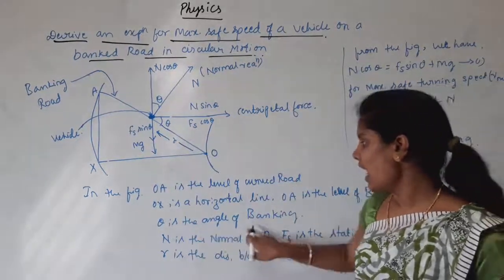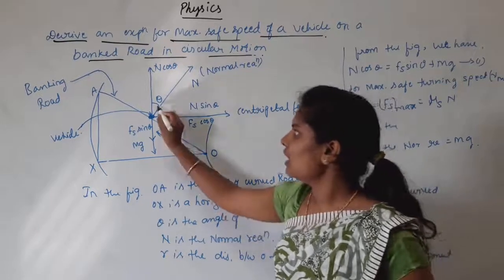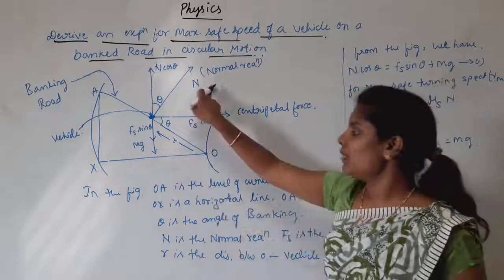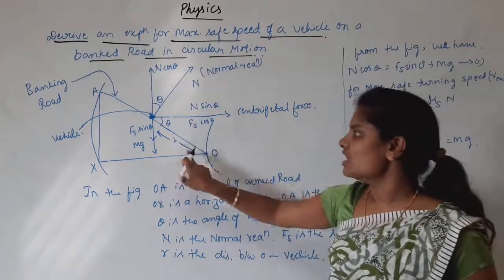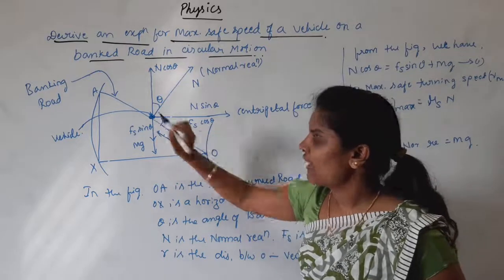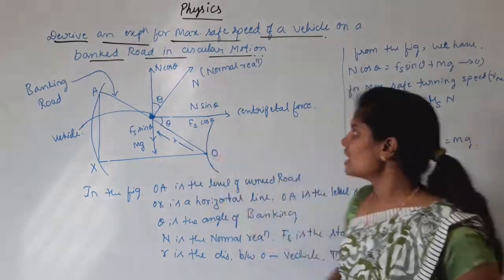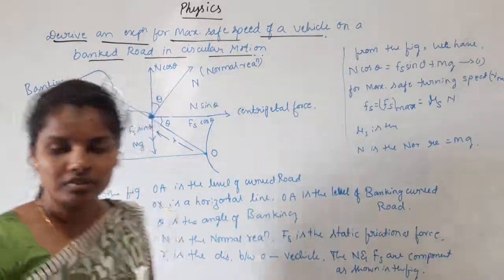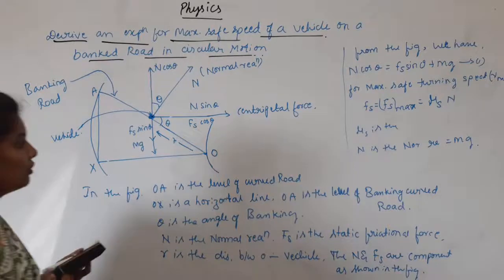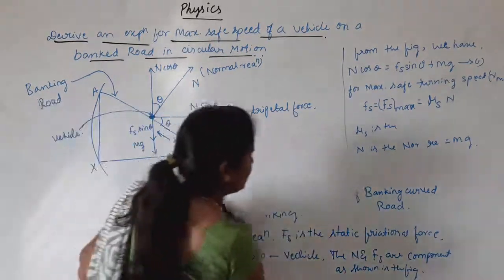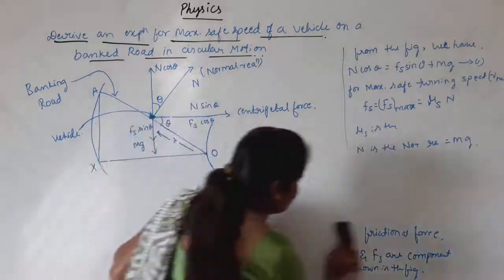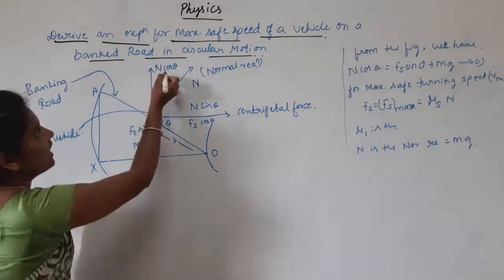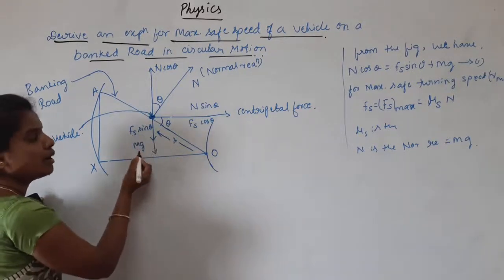Here theta is the angle of banking. N is the normal reaction and R is the distance from O to the vehicle. From this diagram we have N cos theta equals Fs sin theta plus mg.